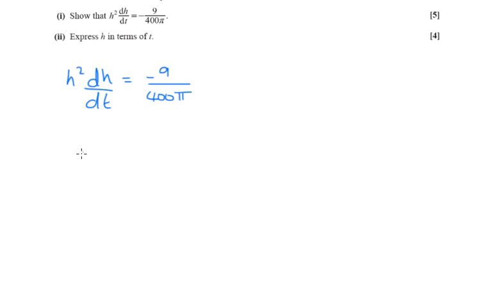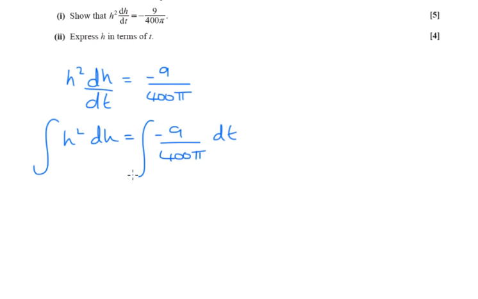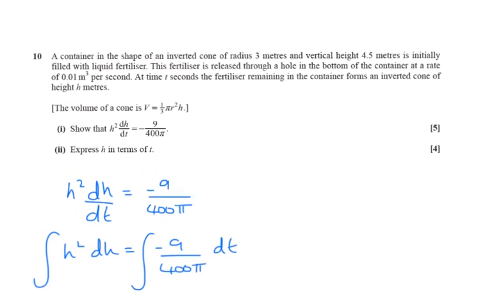First thing we're going to do is move this dt up to the other side. So we've got h squared dh equals minus 9 over 400 pi dt. This is all just a constant. This is like having 2 here, 2 dt. So when we integrate both sides, this will become h cubed over 3. This, as I said, is just a constant, so it will become the coefficient for t. Don't forget your plus c, which we're going to have to work out.